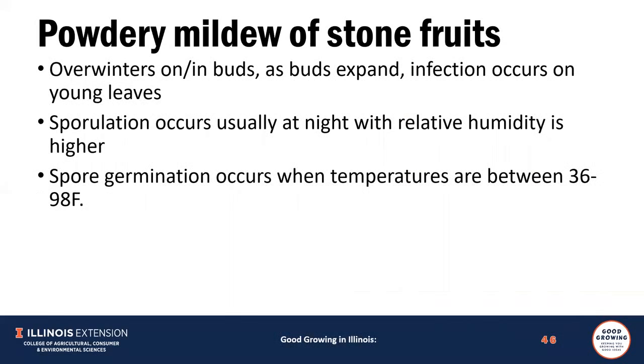These can overwinter in the buds, and as the infection occurs, it can occur on the young leaves, and the sporulation is often related to the relative humidity being higher at night. There is a wide temperature range for powdery mildew, so don't think that you possibly escape just because the temperature is not what you thought it was.